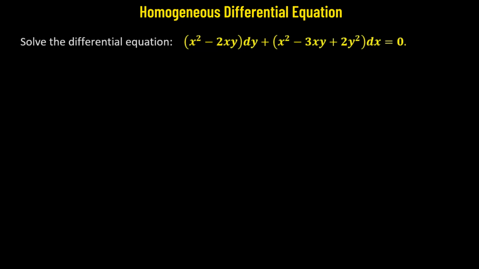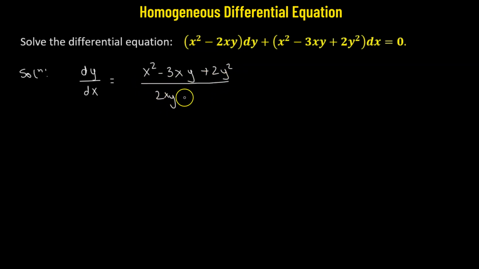Let's solve the following differential equation. We begin by rewriting our differential equation in terms of dy over dx. So we will have dy over dx equals x squared minus 3xy plus 2y squared, divided by 2xy minus x squared.